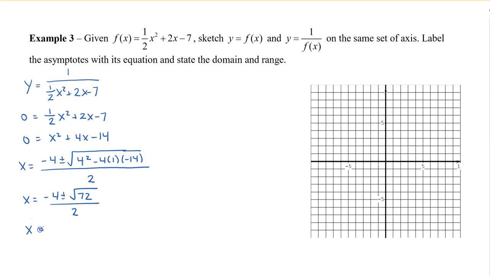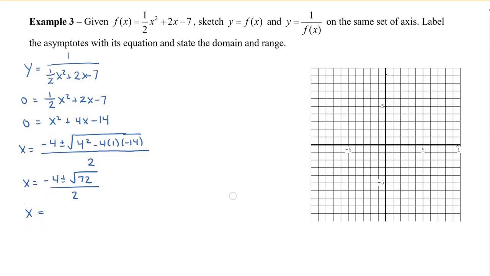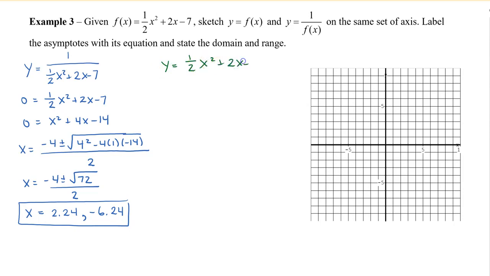So I'm just going to use my calculator and find the two values so I can find my asymptotes. So x equals 2.24, and the other one is -6.24. So these are my asymptotes. So they don't work out very nicely this time, and that's why it's important actually to draw the original graph so you can see exactly, or approximately I should say, where the original graph crosses the x-axis. So let's take our equation and let's graph ½ x squared plus 2x minus 7.